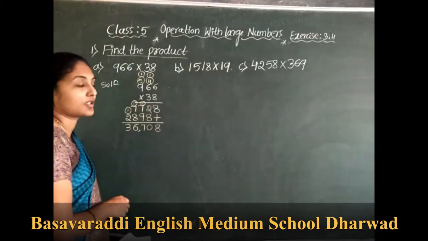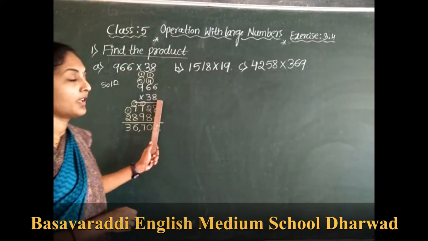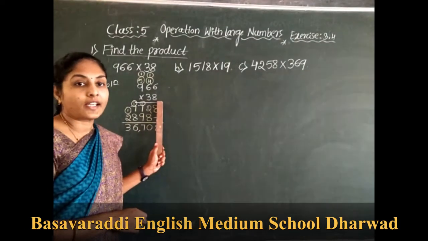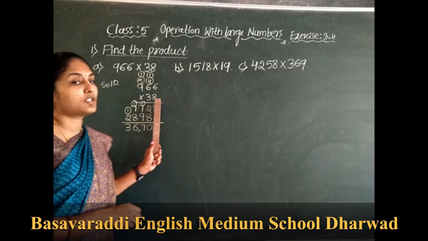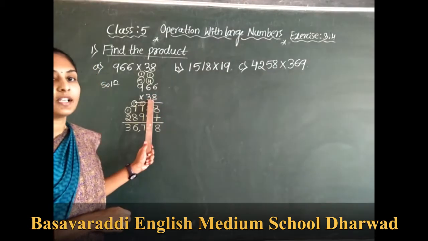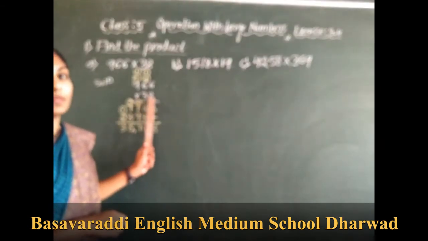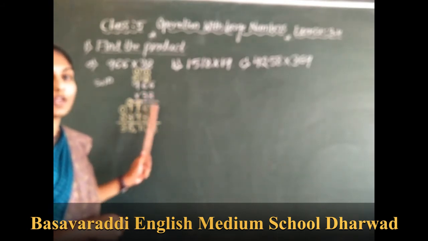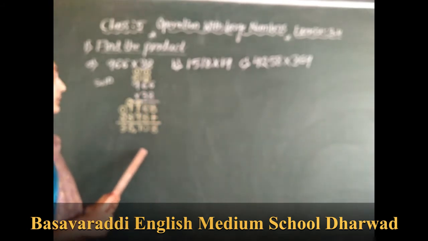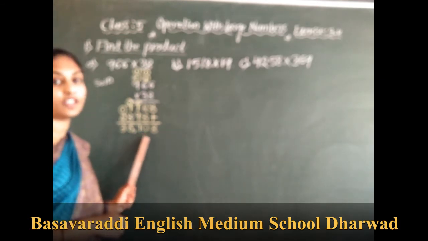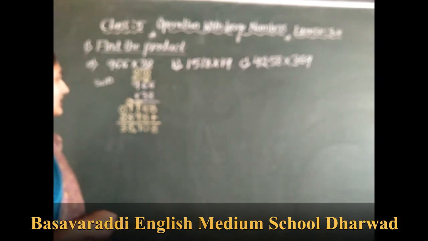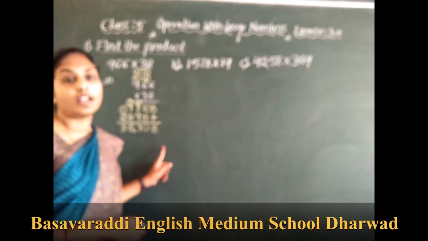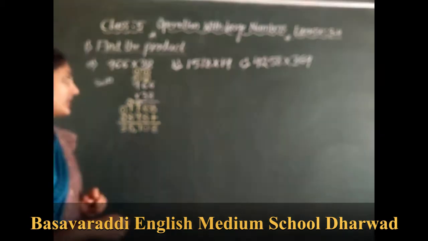Yes, we know the first number is called the multiplicand, and the second number, by which the multiplicand is multiplied, is called the multiplier. After the calculation, the result of the multiplication is called the product. So what is the product? 36,708. That is the product.